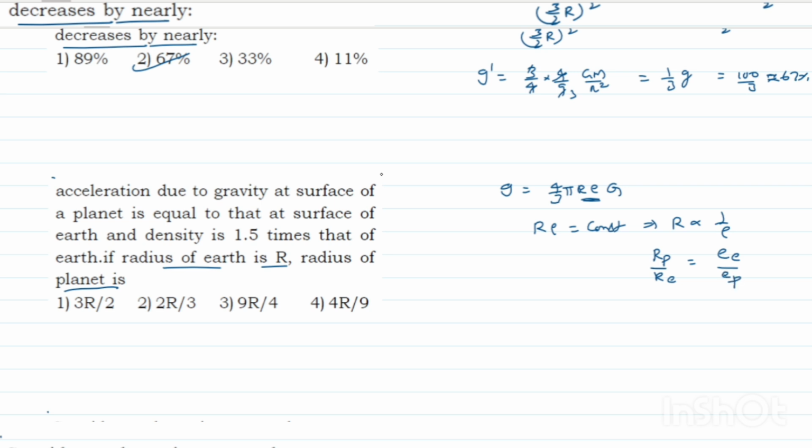So the radius of the planet they are asking: radius of the Earth is r, and we cross multiply, density of the Earth by density of the planet, which is 1.5 times the density of the Earth. So it gets cancelled, and 1.5 is 3 by 2. Then the radius of the planet becomes 2 by 3 times r, that is 2r by 3.